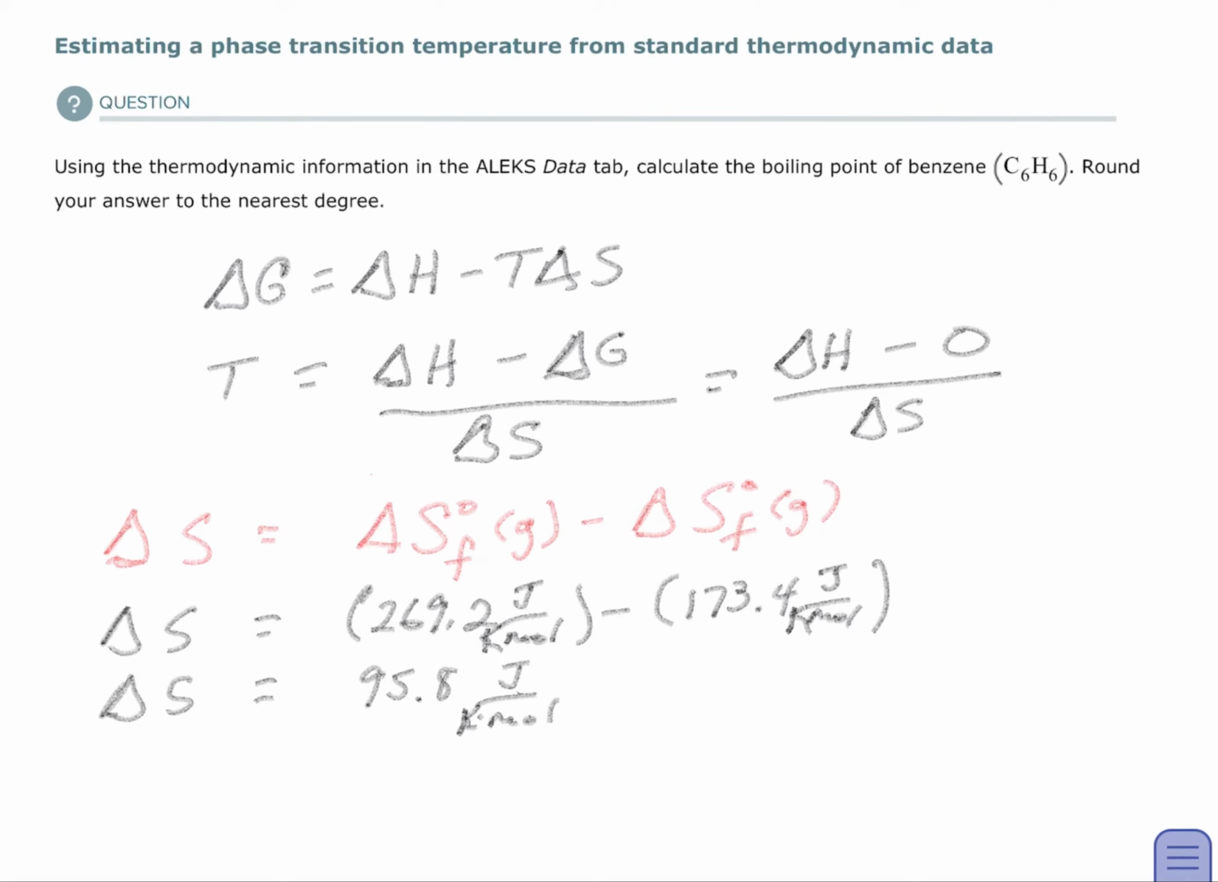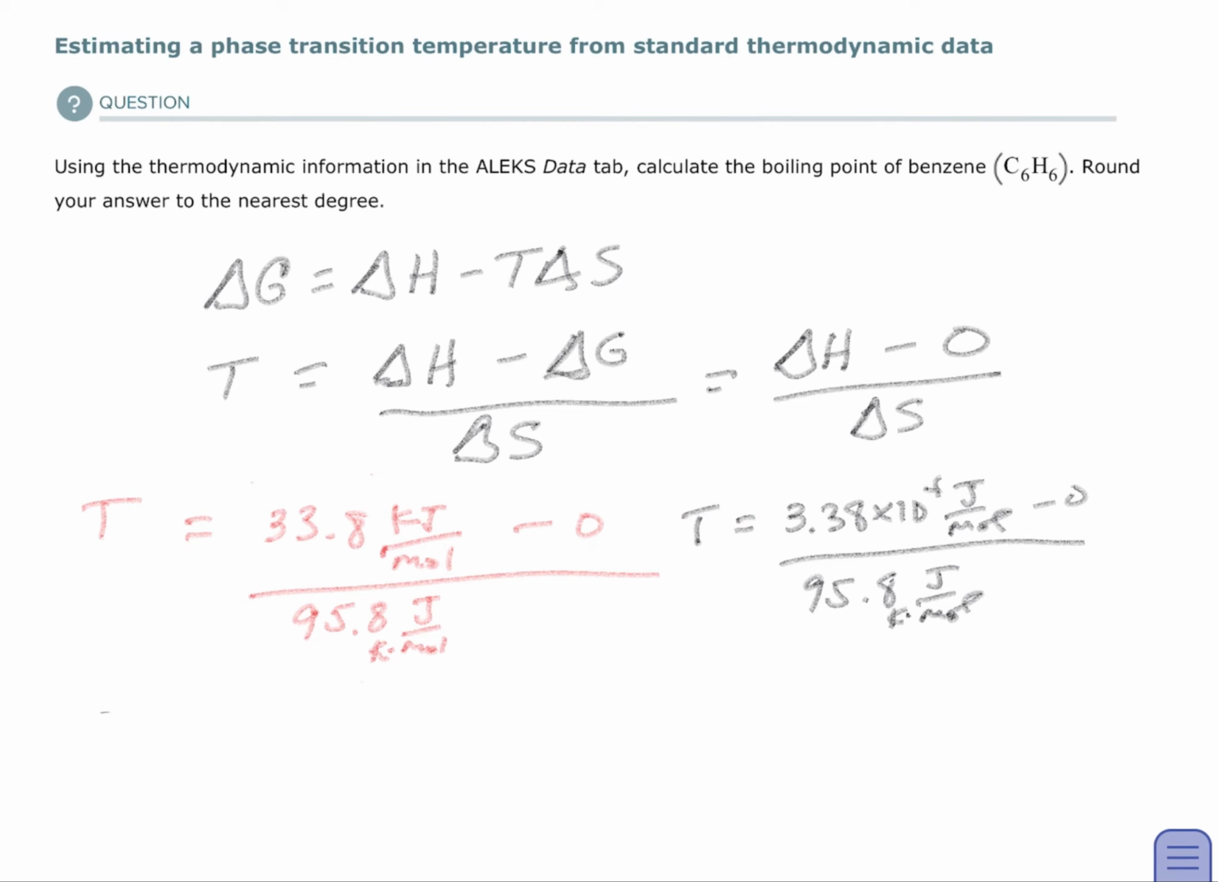But in any case, I've got an entropy change here, and I'm going to divide them. Now, before I divide them, I can't divide kilojoules by joules and get Kelvin, so I need to change them both either to kilojoules or both to joules. I guess it doesn't matter. It'll all cancel out anyway. So I change them both here to joules, and then since I've got the entropy as Kelvin moles on the bottom, when everything cancels, I'll end up with Kelvin.